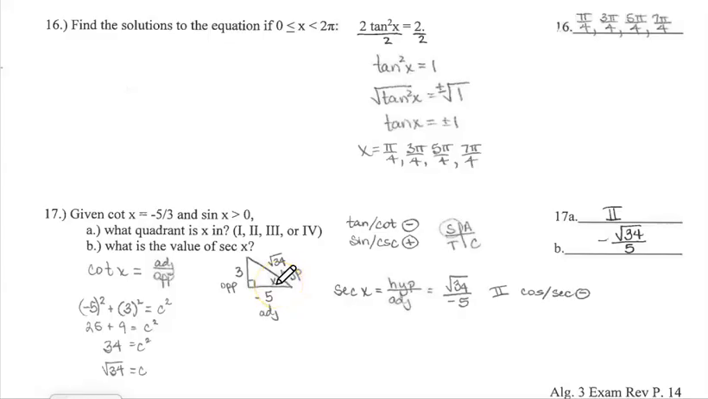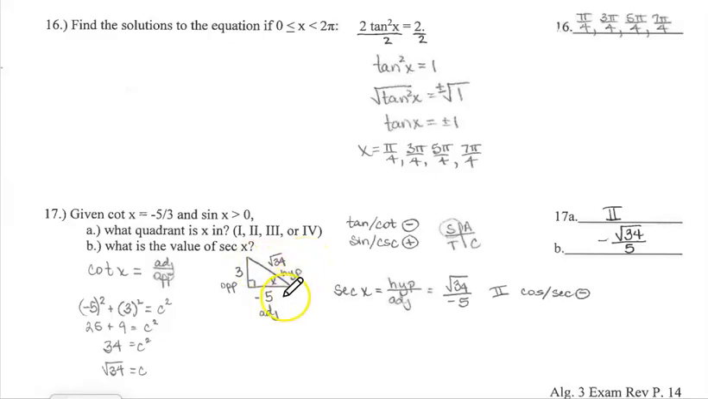Cotangent is adjacent over opposite. So that means that the adjacent is going to be 5 and the opposite is going to be 3. Since I'm in the second quadrant, I know x is negative and y is positive. So I know to put the negative with the 5 instead of with the 3. And then I can do the Pythagorean theorem to get the other side.